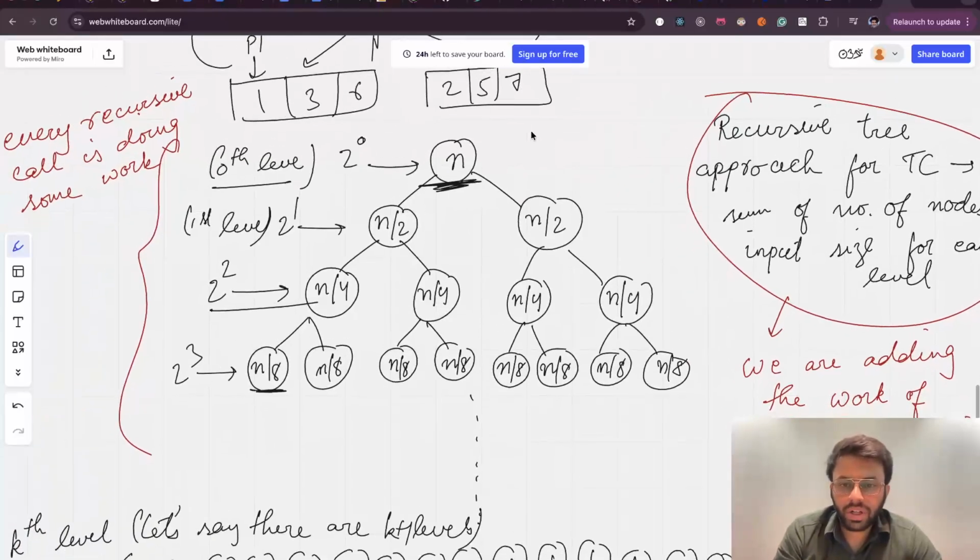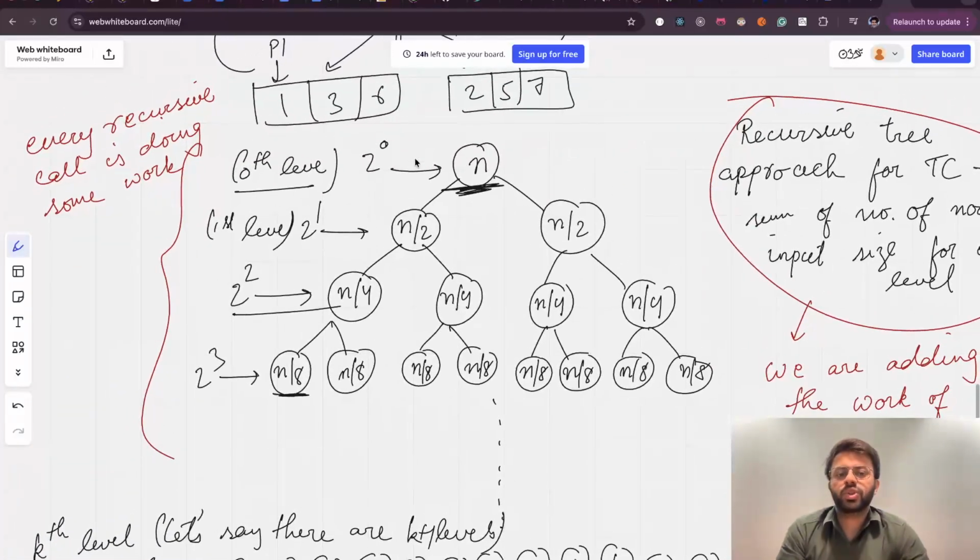So this is what is called the recursive tree approach. So I hope this is clear to all of you. Please visualize this a little bit. Just sit silently and think about it and you'll get it.